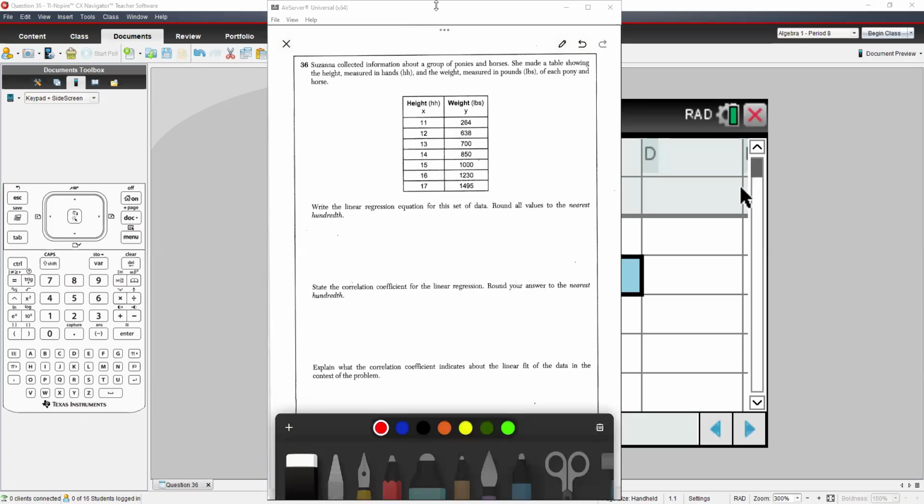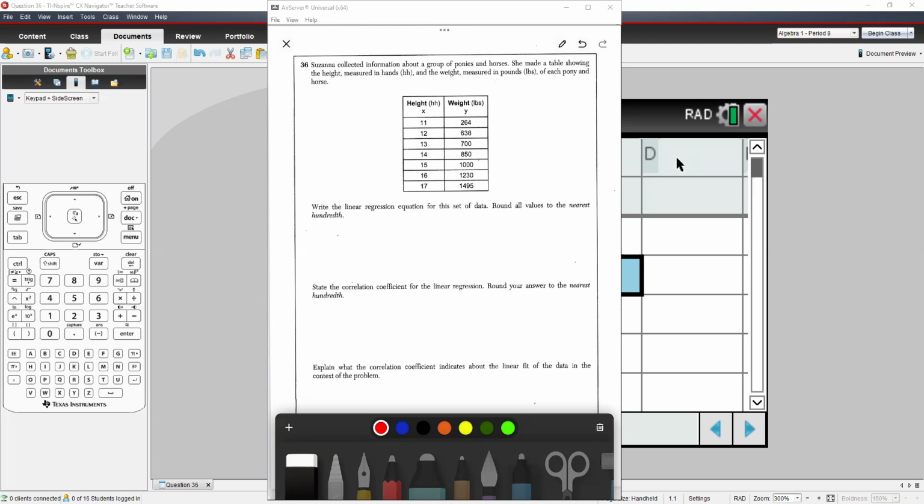Hey, I'm going to do question number 36 from the packet. It's a linear regression. So they gave you a table of values. You just got to enter this into the spreadsheet, the X's and the Y's. They want you to write the linear regression equation. They want you to round it to the nearest hundredth, and then they want you to state the correlation coefficient.